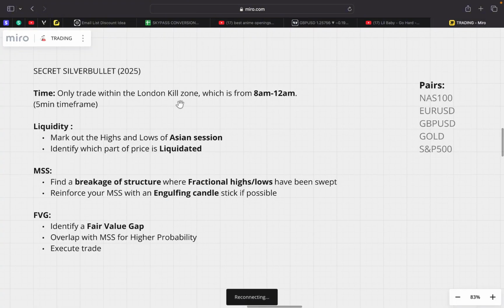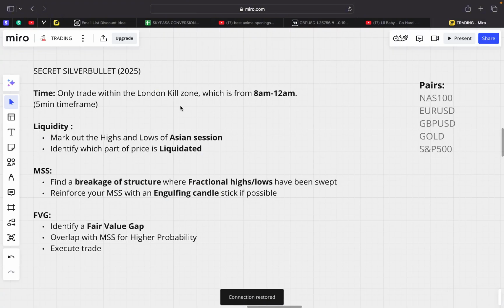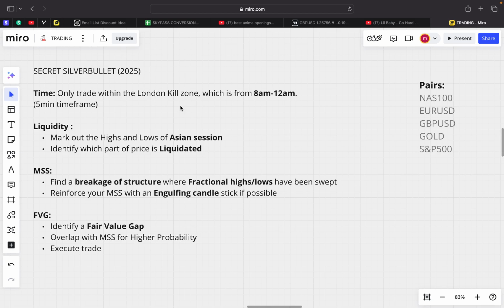So what you're going to be doing is only trading within the London kill zone, okay? Only the London kill zone, which is from 8 a.m. until 12 a.m. on the 5-minute time frame, right? This is London zone, by the way. So if you're in any other country or zone, make sure you just convert it, okay? Anyway, you need to mark out the highs and lows of the Asian session.